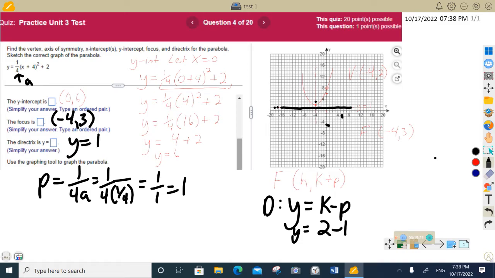All right. And then when you go to graph it, you're going to click the graphing tool. Make sure you choose the parabola that's opening either up, because we don't have a sideways parabola right now. It's up or down. You're going to plot the vertex, which was negative 4, 2, and then you're going to need another point. I would suggest using that point. Don't use the focus. That's not on the parabola. You got to use a point that was on the parabola, and 0, 6 was the y-intercept. So you could plot that, and then it'll graph your parabola.